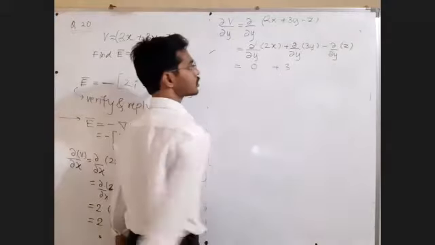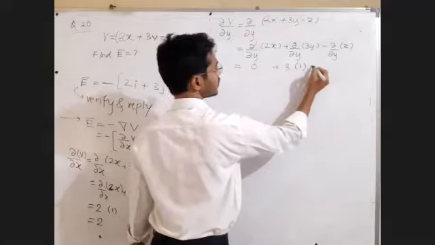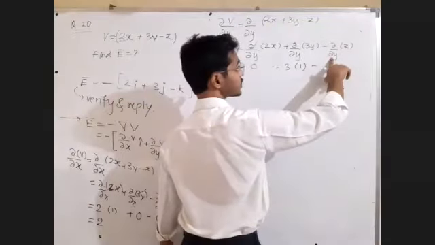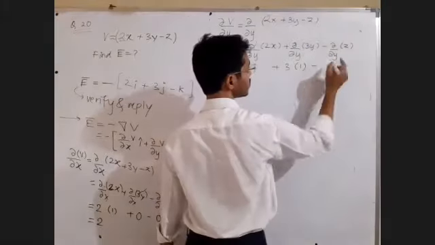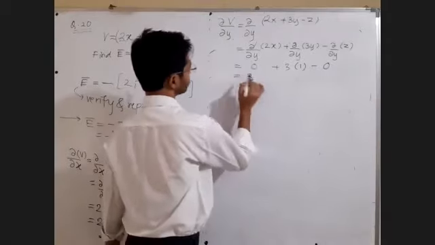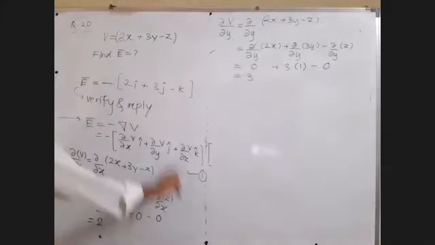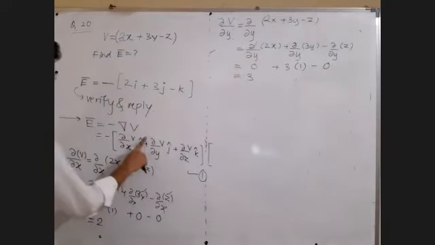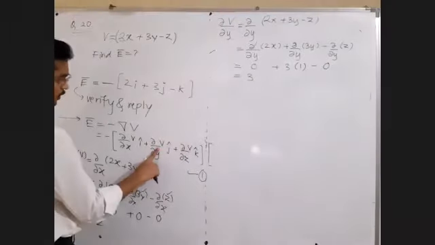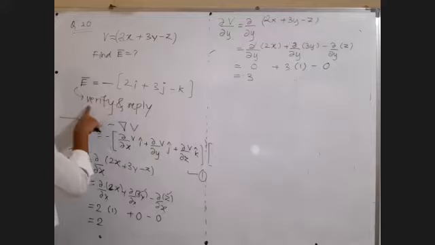3 is constant, y is variable, so the constant can be taken out of the derivative. The derivative of y with respect to y is 1, minus the derivative of z. Z will be treated as a constant, and the derivative of a constant with respect to y is 0. So the answer here will be equal to 3. So dou V by dou y is equal to 3. That 3 you can observe here, and this minus sign you can observe here. So we are verifying it.